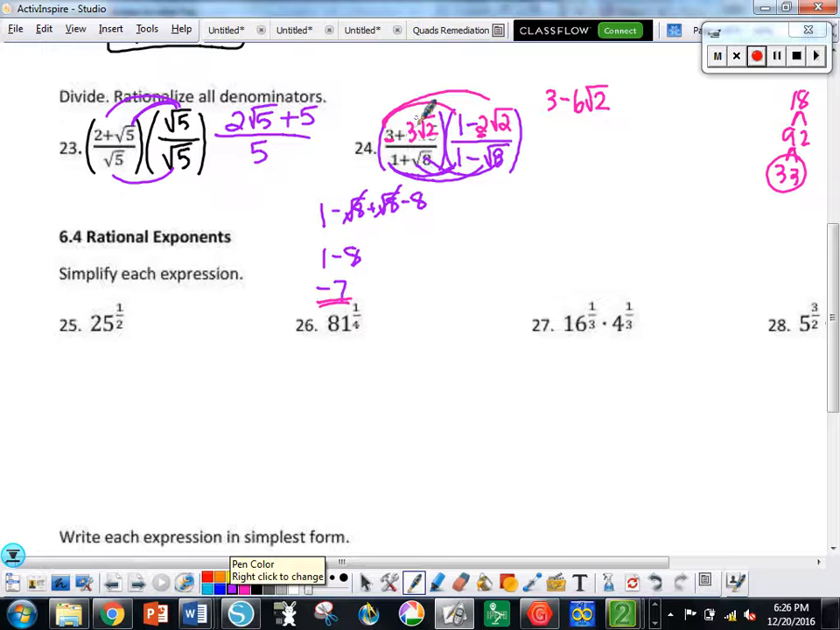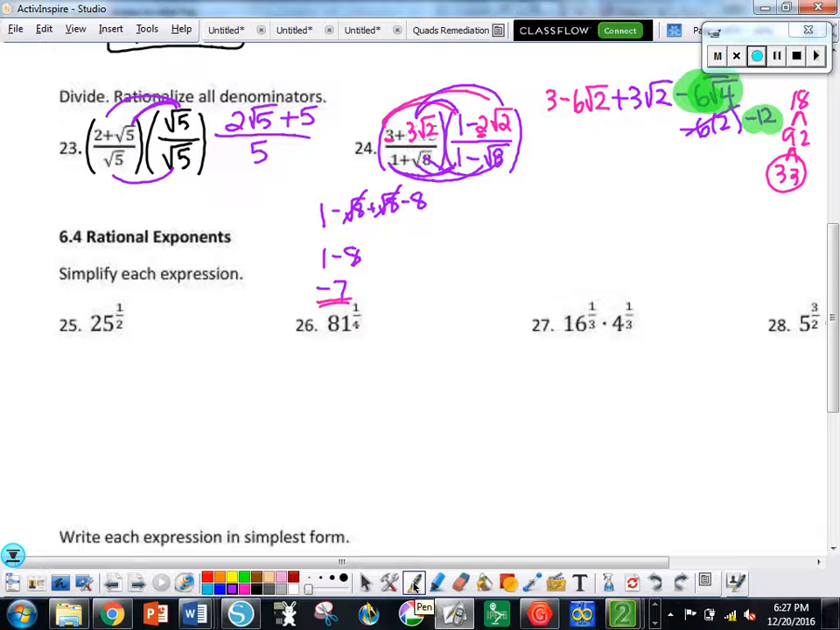So multiply this. 3 root 2 times 1 would be a plus 3 root 2. And then 3 root 2 times 2 root 2 would be a minus 6 root 4. What is root 4? Square root 4. This is the same thing as saying minus 6 times 2, which is the same thing as saying minus 12. So this right here is a minus 12.